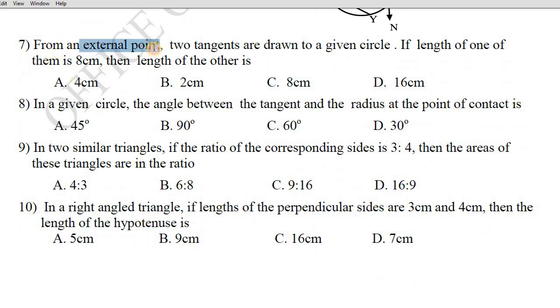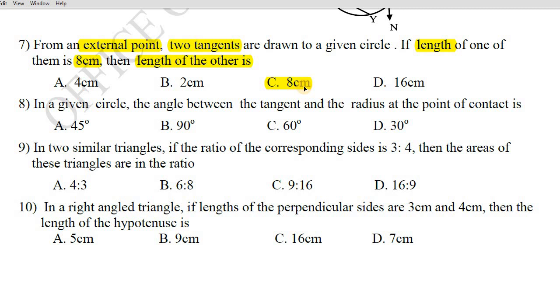Let's take another question. From an external point, two tangents are drawn to a given circle. If length of one of them is 8 cm, then the length of the other is. Very simple question, children. From an external point to a circle, two tangents can be drawn, and both the tangents' lengths will be equal. So here one tangent length is 8 cm means another tangent length also will be 8 cm.